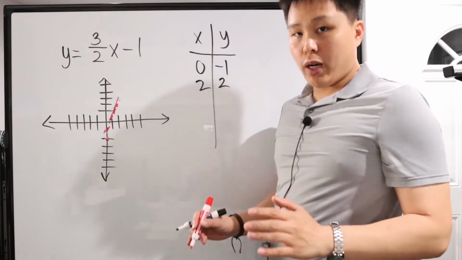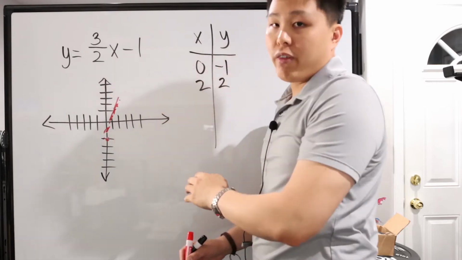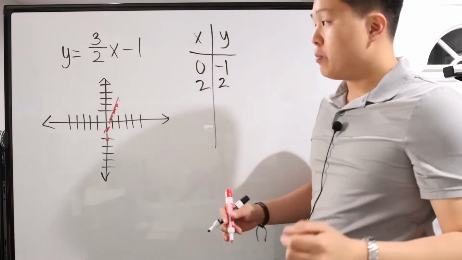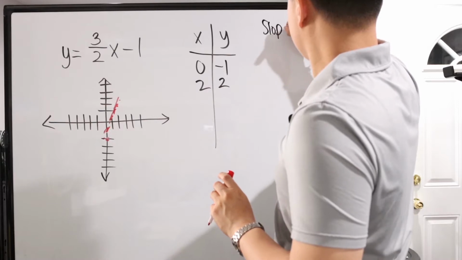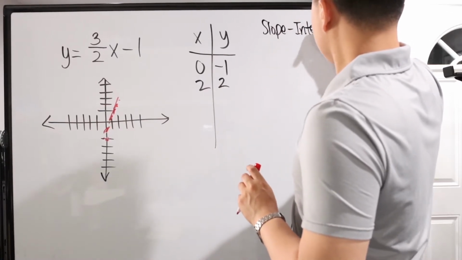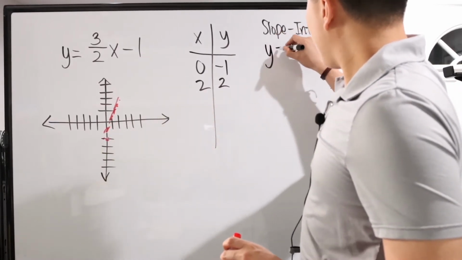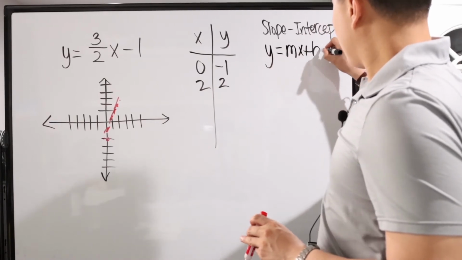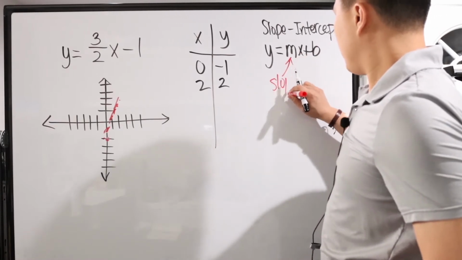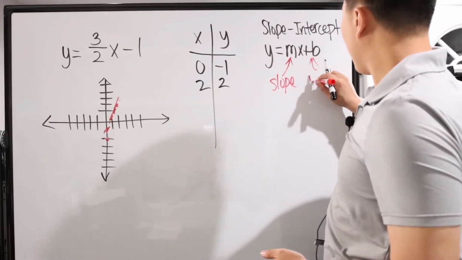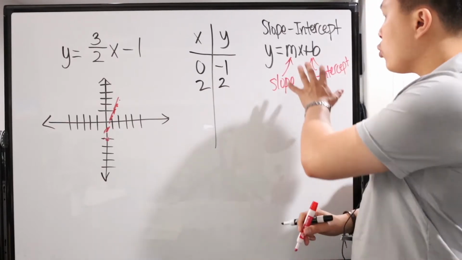Now, I'm going to go a different route. Today, I'm going to go over this format and how this format can actually help you graph it a lot easier than having to go through a t-table. So this format is called the slope-intercept. And this is the most common format you will see a linear equation. Basically, it's in the format y equals mx plus b. M is our slope, and I'm going to go into details what a slope is in a bit. And then b is our y-intercept. Okay, so that's what this format is.